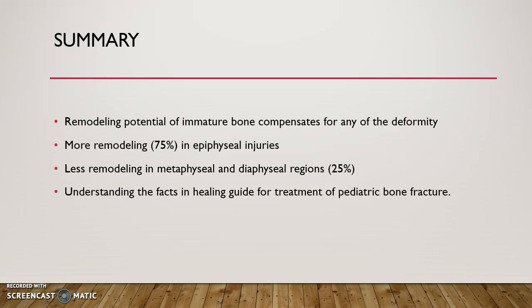In summary, the remodeling potential of immature bone compensates for any deformity. More remodeling, 75%, occurs at the physis, and less remodeling is in the metaphyseal and diaphyseal regions. Understanding the factors in healing guides the treatment of pediatric bone fractures, and this difference is because of the blood supply of the different areas. The physis has the most remodeling potential, while the metaphyseal and diaphyseal regions have much less.